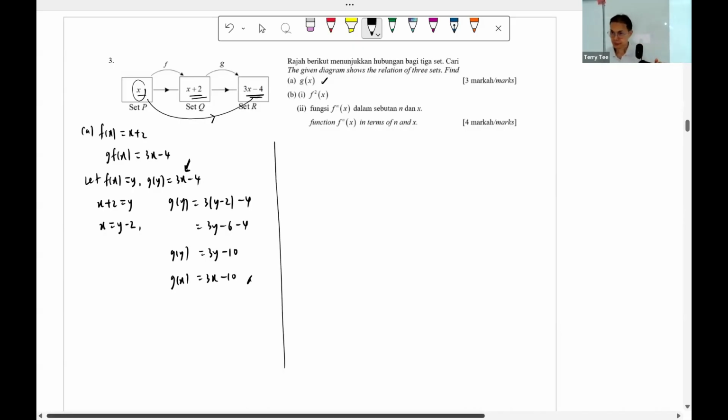Okay, I'm using the substitution method. Now, some students may prefer to use the inverse method. Go ahead, you can also use the inverse method. All right, that is part A.